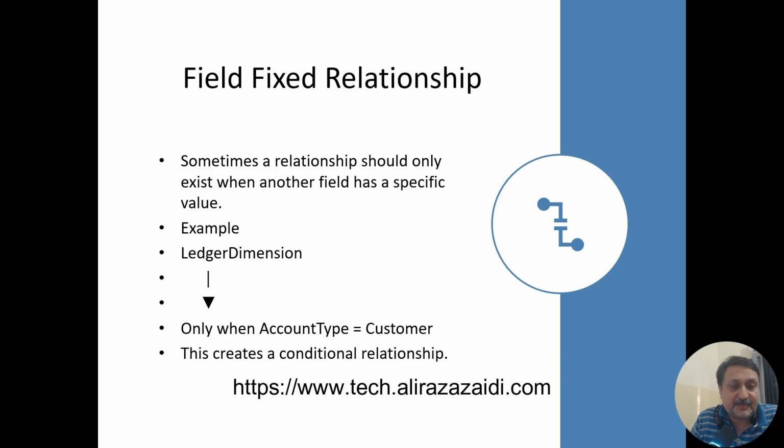Field fixed relationship. Sometimes a relationship should only exist when another table has a specific value. For example, ledger dimension only when account type is equal to customer. This creates a conditional relationship.